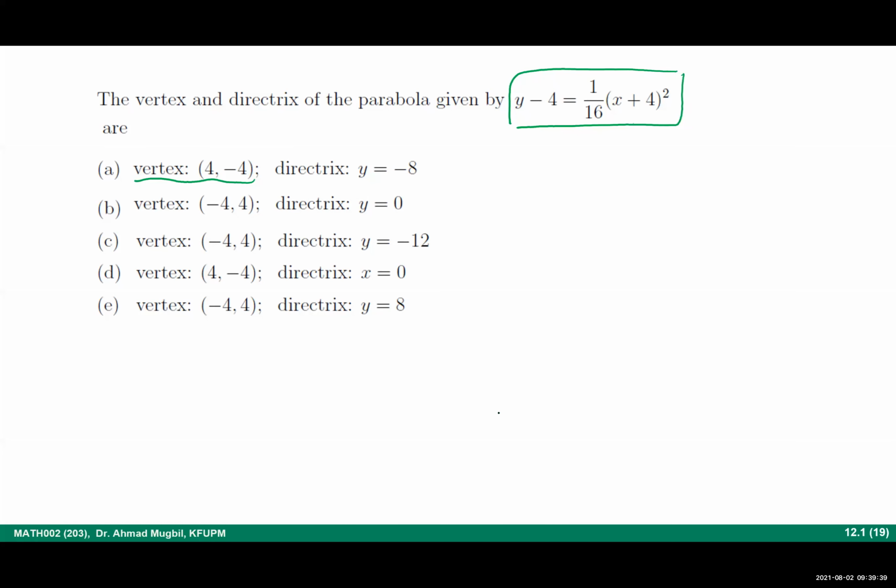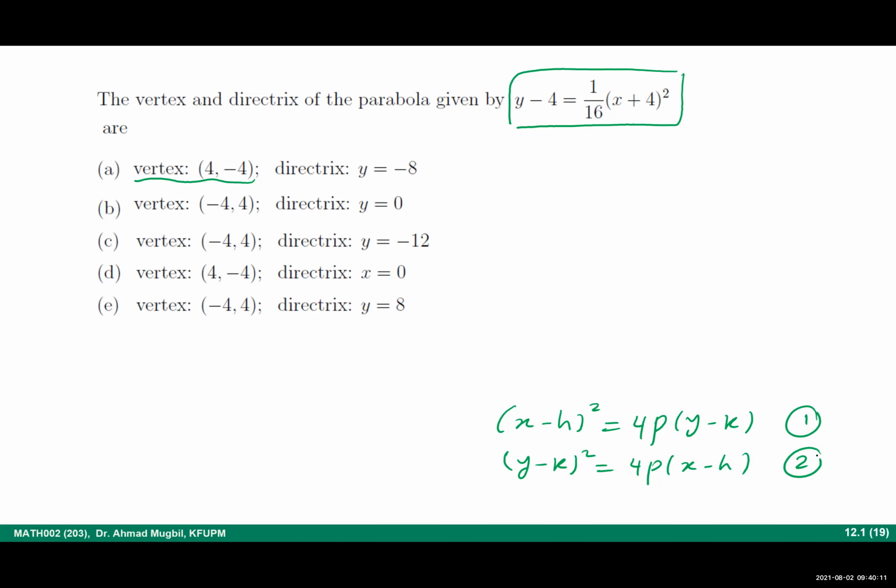Remember, ya shabab, that we have two standard forms. We have (x minus h) all squared equals 4p(y minus k), or (y minus k) all squared equals 4p(x minus h). You need to decide which one of these two forms this equation is. What do you think, ya shabab? Is it 1 or 2? It's 1, Doctor. It is 1, but it is not in the same form.